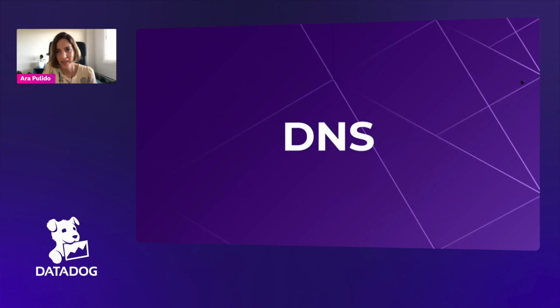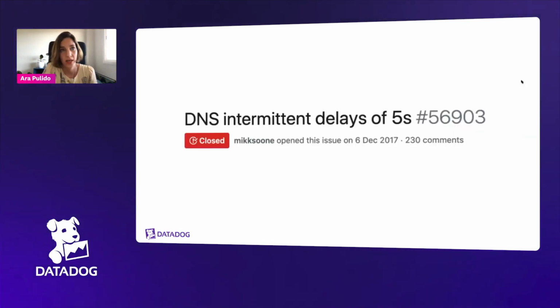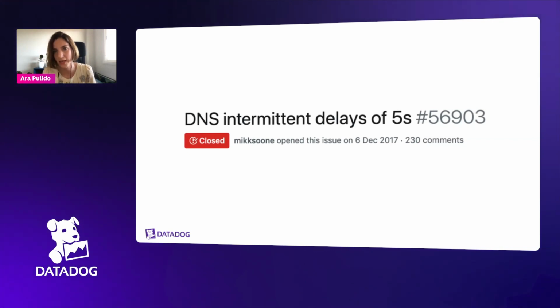Finally, DNS. Big topic when we're talking about Kubernetes. So basically, DNS in Kubernetes: there is a component called CoreDNS that translates a name service into an IP of the service. But as people were scaling their Kubernetes clusters, people were having some issues with DNS, isn't it?